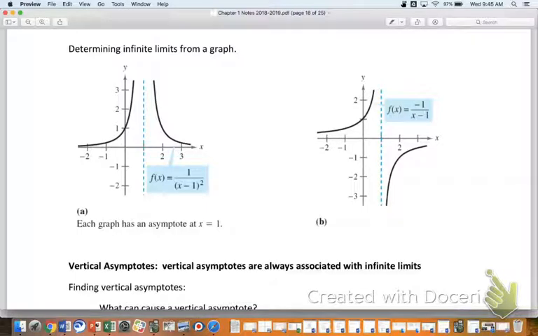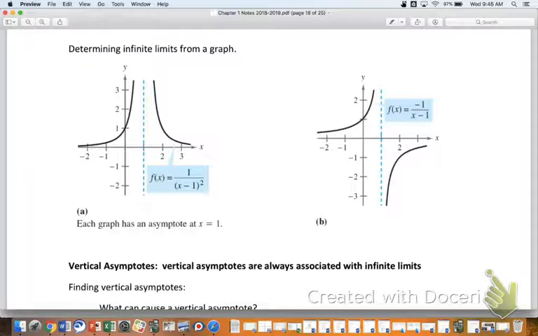Yes. Okay, anyways. So we'll find that when a limit as x approaches c heads towards infinity or negative infinity, that's actually a defining characteristic of a vertical asymptote. So if you've got a vertical asymptote, you've got some sort of infinite behavior going on in there somewhere. So there's a definite connection.